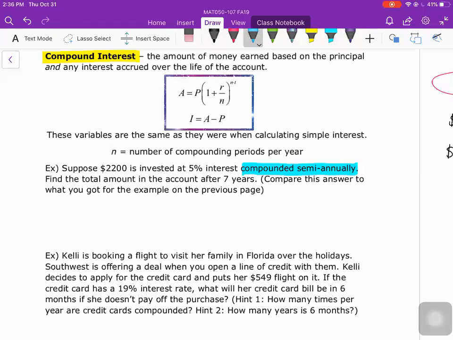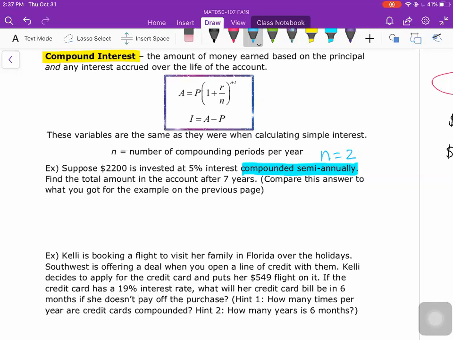So N equals 2. Good. What would N be if we were compounding quarterly? 4. There are 4 quarters. So if the account is compounded quarterly, N would be 4. Compounded monthly would be 12. Compounded weekly, what would it be? How many weeks are in a year? 52.